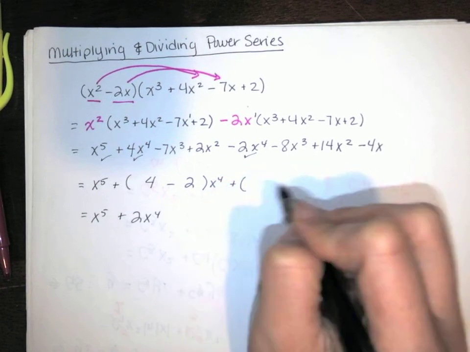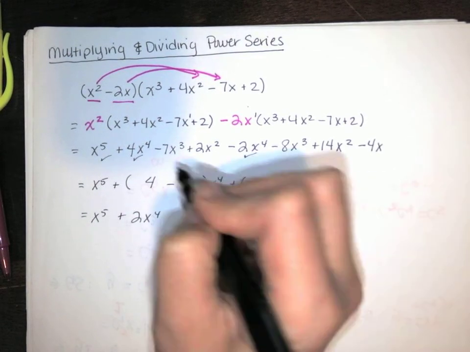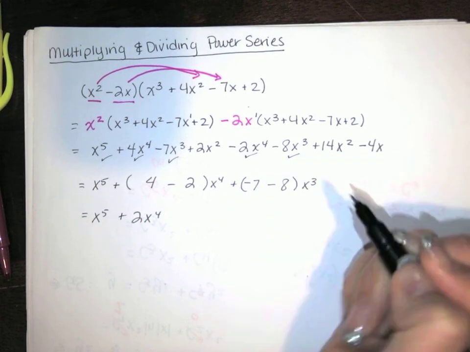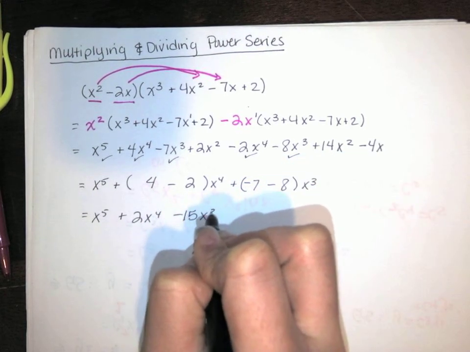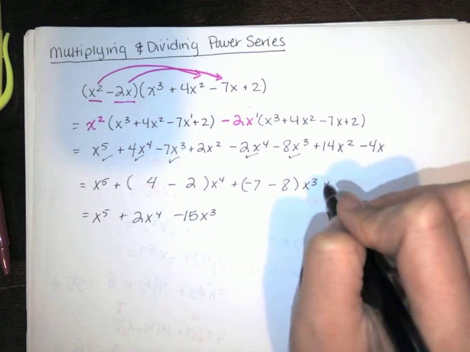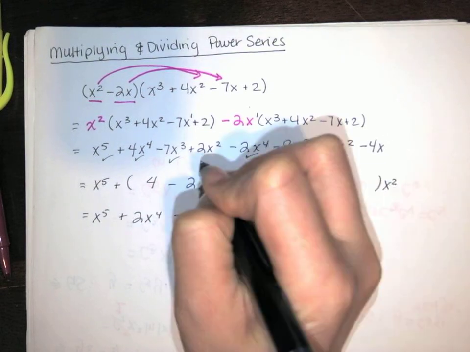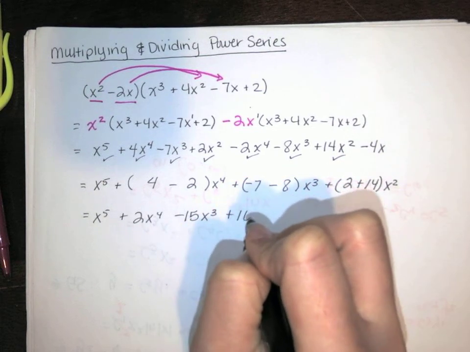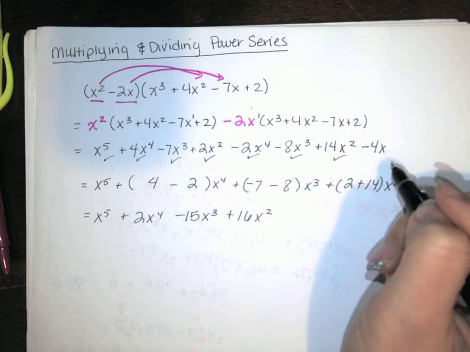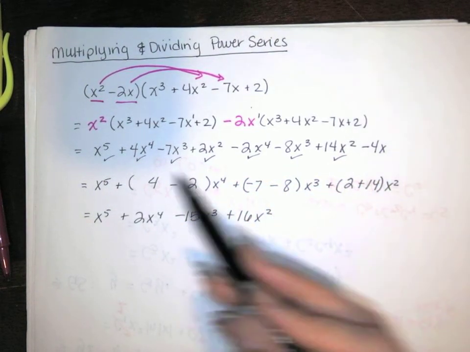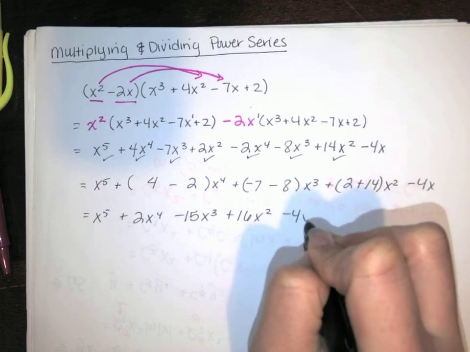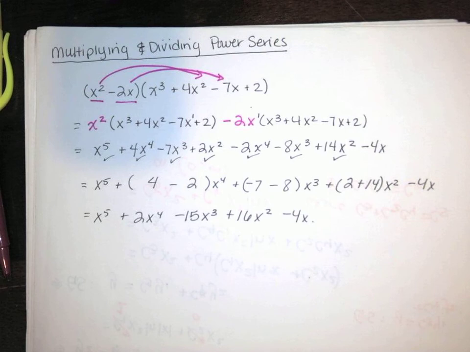Then we group the x cubed terms together. Got a negative 7x cubed minus 8x cubed. So that's negative 15x cubed. Then we group the x squared terms together. 2x squared and 14x squared is 16x squared. And then the last term is just this x term, negative 4x. So we'd be done. That's how you multiply polynomials.